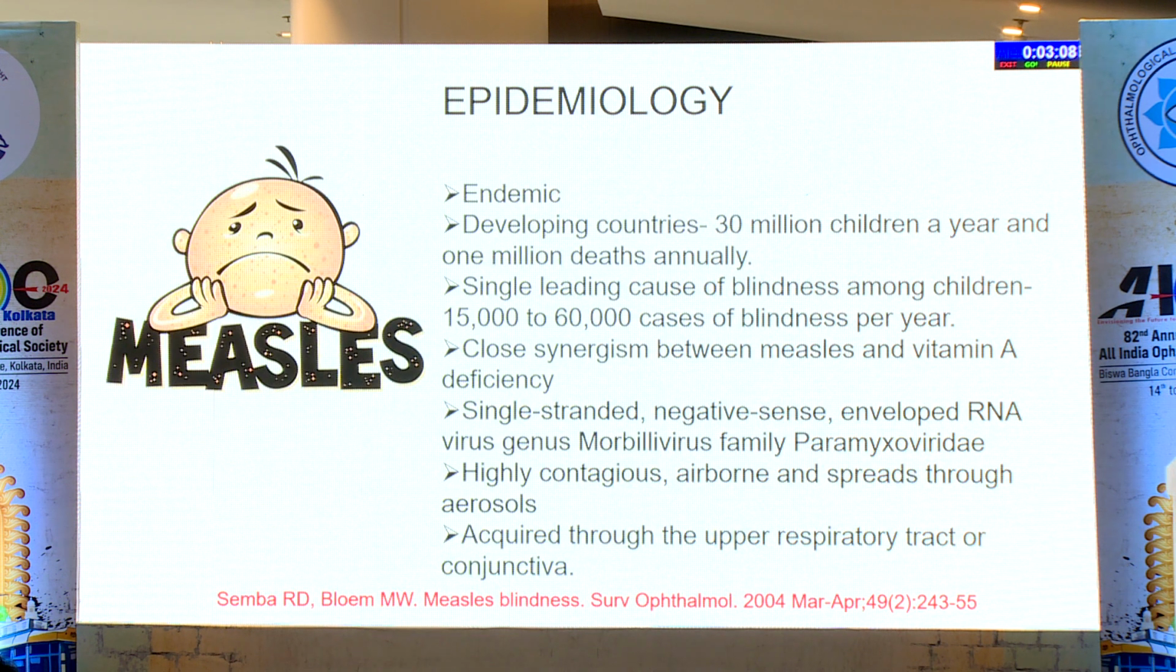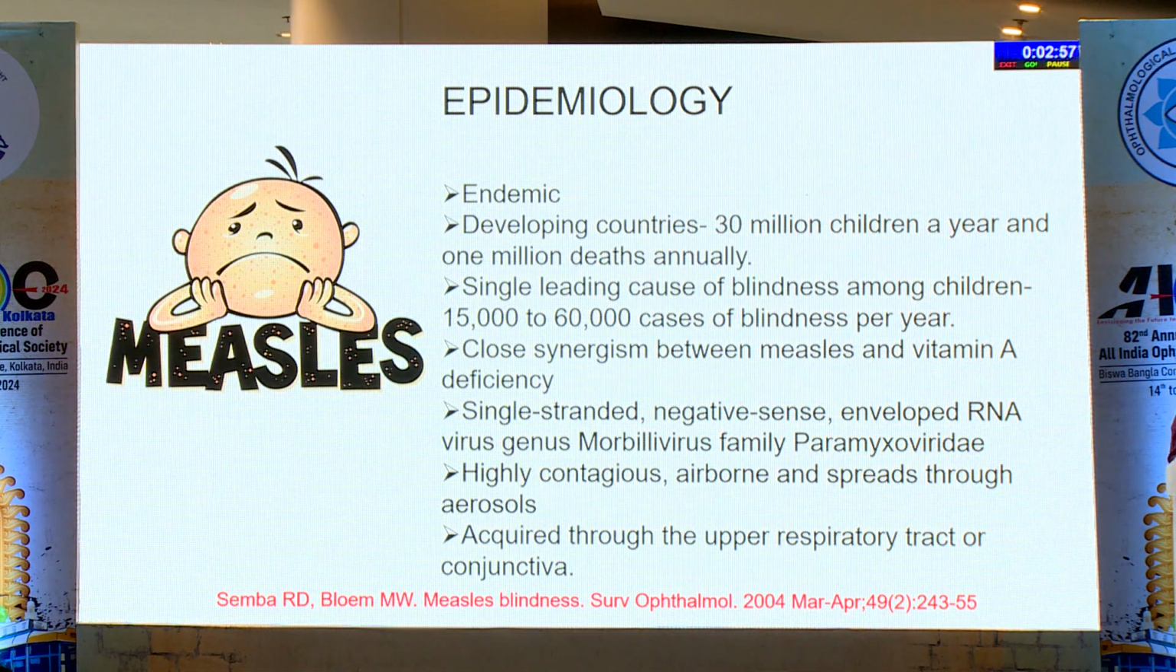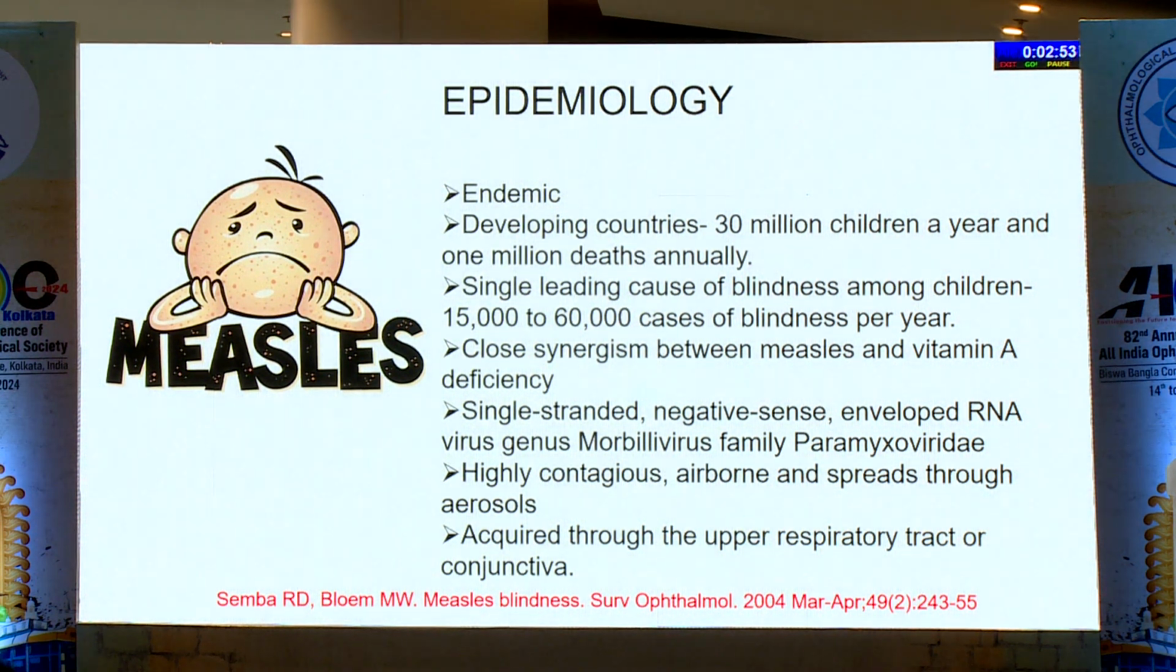Coming to the epidemiology, in developing countries it affects about 30 million children a year, with 1 million deaths annually. It is a single leading cause of blindness, and there is a close synergism between measles and vitamin A deficiency. Coming to the virus per se, it's a single-stranded negative-sense RNA virus belonging to the Morbillivirus genus of the Paramyxoviridae family. It is highly contagious and airborne, spreading with aerosols through the upper respiratory tract or the conjunctiva.